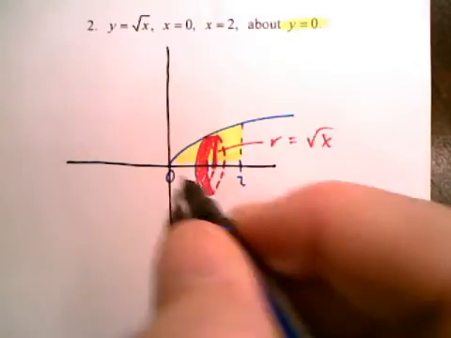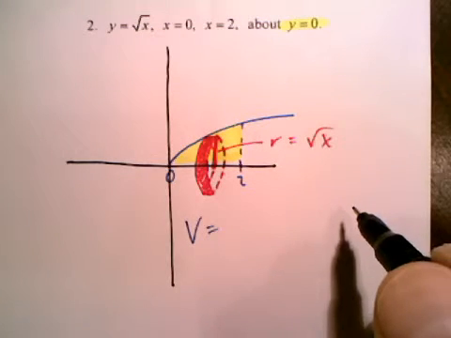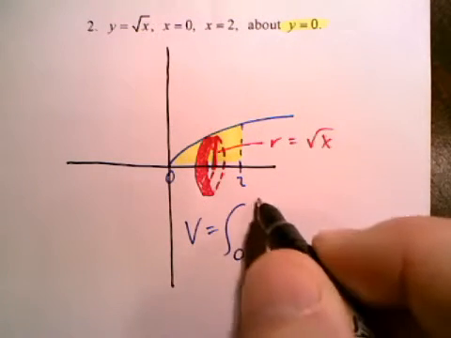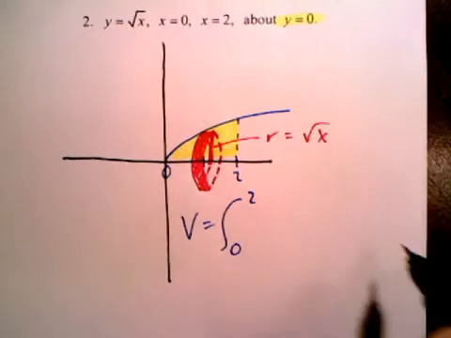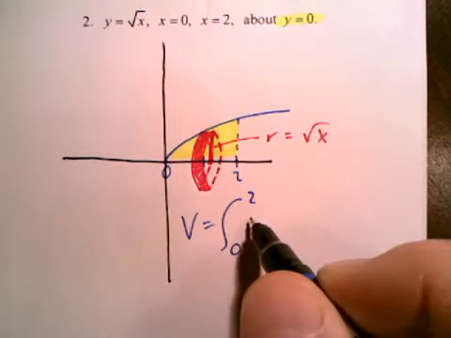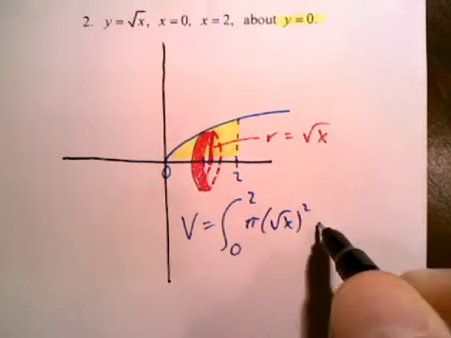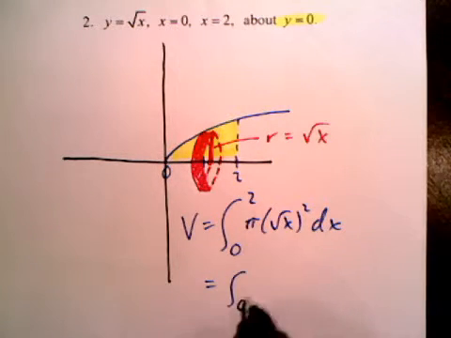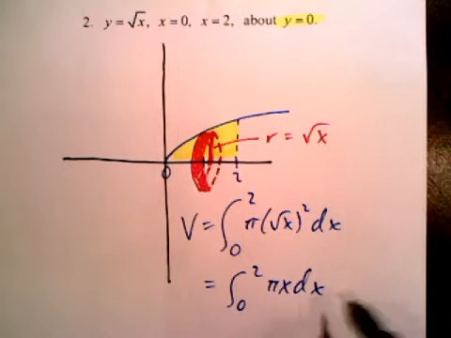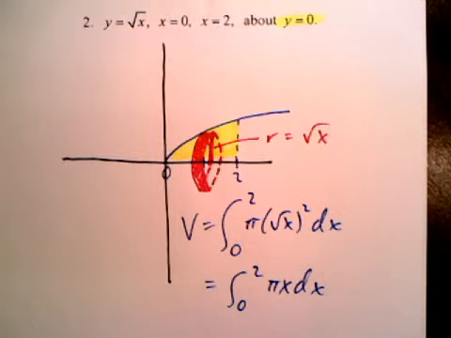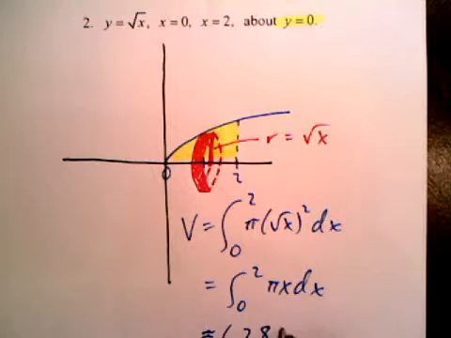So the volume we know is going to go from 0 to 2, but we're going to add up an infinite number of disk volumes. So all we have to do is find the volume of one disk. The volume of one disk is pi r squared, and r is radical x, so radical x squared dx. So we go from 0 to 2 of pi x dx, and we get 6.283, approximately 6.283.